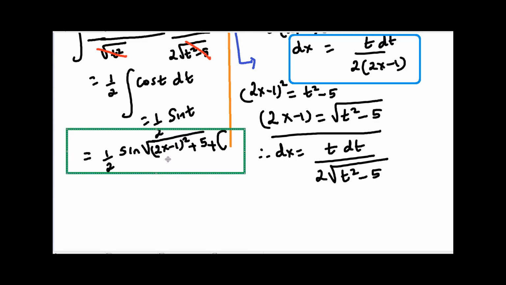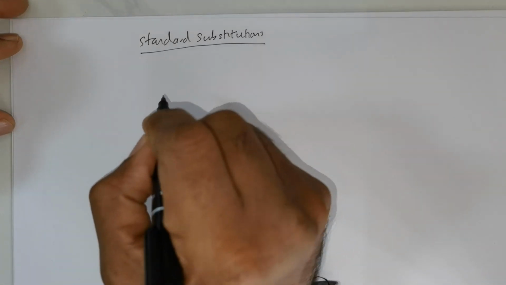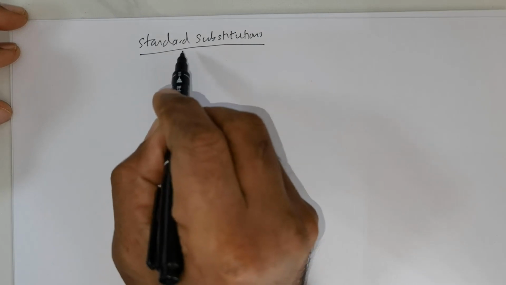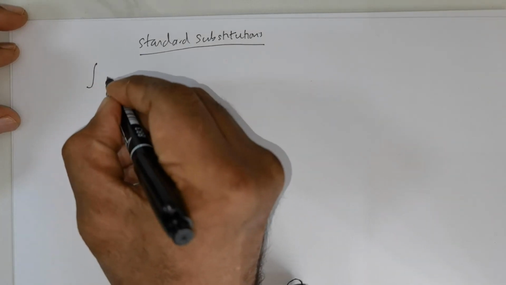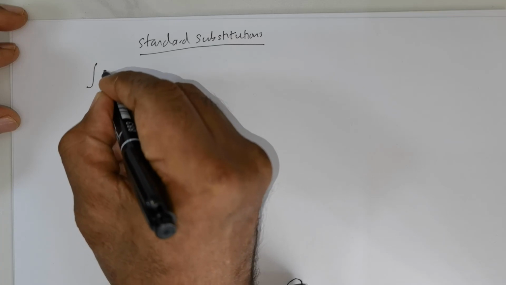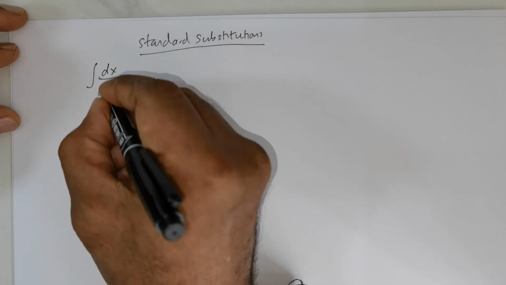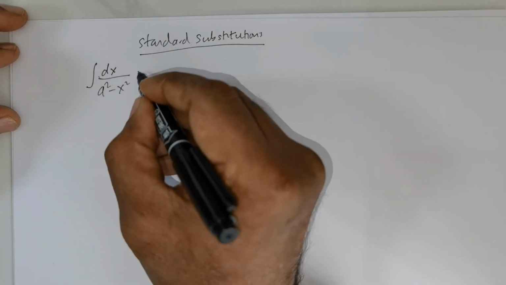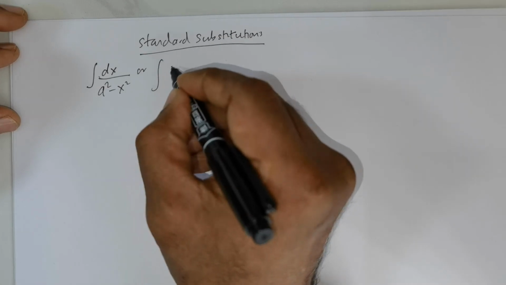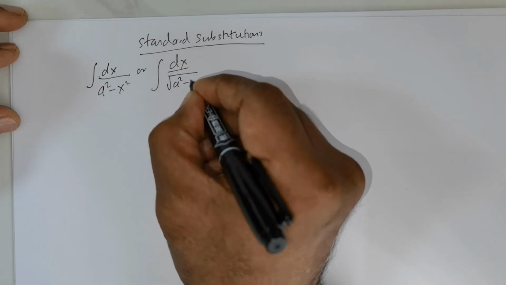So I hope you can see that. Welcome students. In this class we will learn about standard substitutions. Now suppose you have a form like this, the integral of dx over a squared - x squared. Now it can either be like this or it may also be like this, the integral of dx over the square root of a squared - x squared.